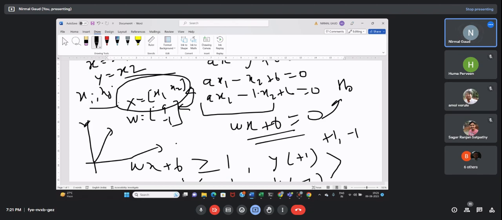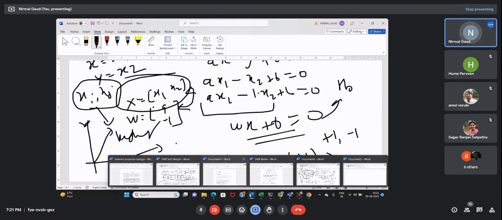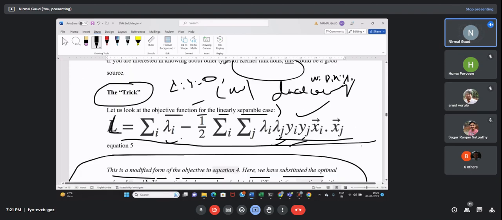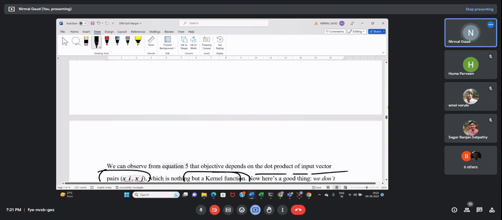And they further said it's a product of two vectors, and the product of two vectors we are saying is a kernel function. So that's why they clearly indicated this thing, x vector, xi vector and xj vector. So it's a product of two vectors. Okay, so what will happen further?